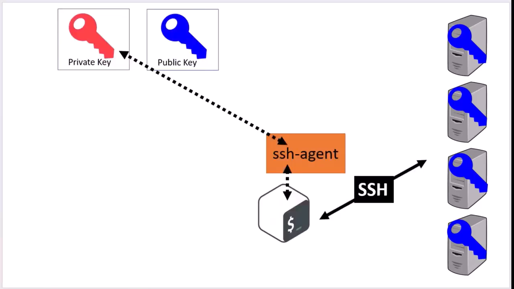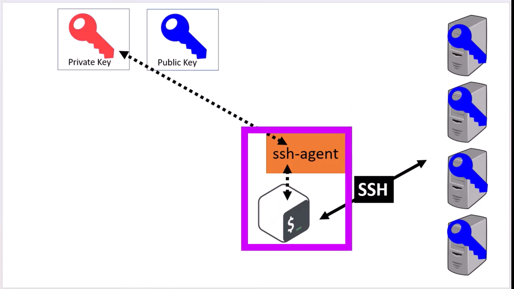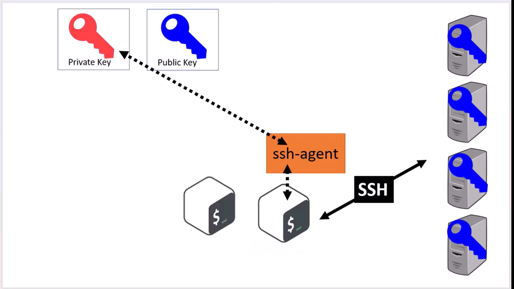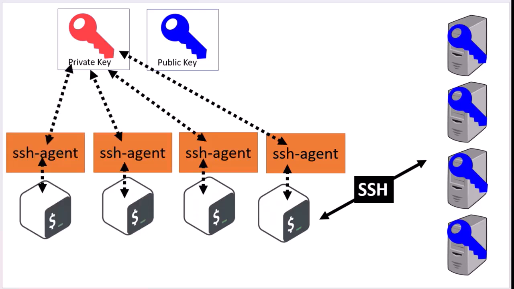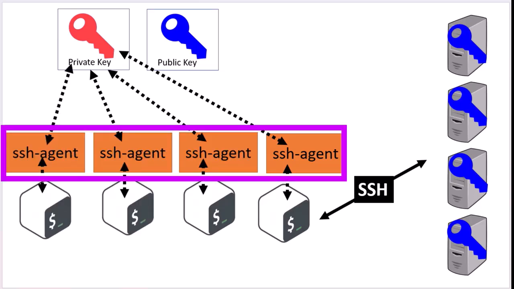But there's an issue with this. The agent process we just spun up is only visible to your current bash shell. If you launch a new bash shell, which is very common, you no longer have access to the agent process you just created. So you have to repeat the steps over again for every subsequent shell. Very annoying. Keychain solves this issue.